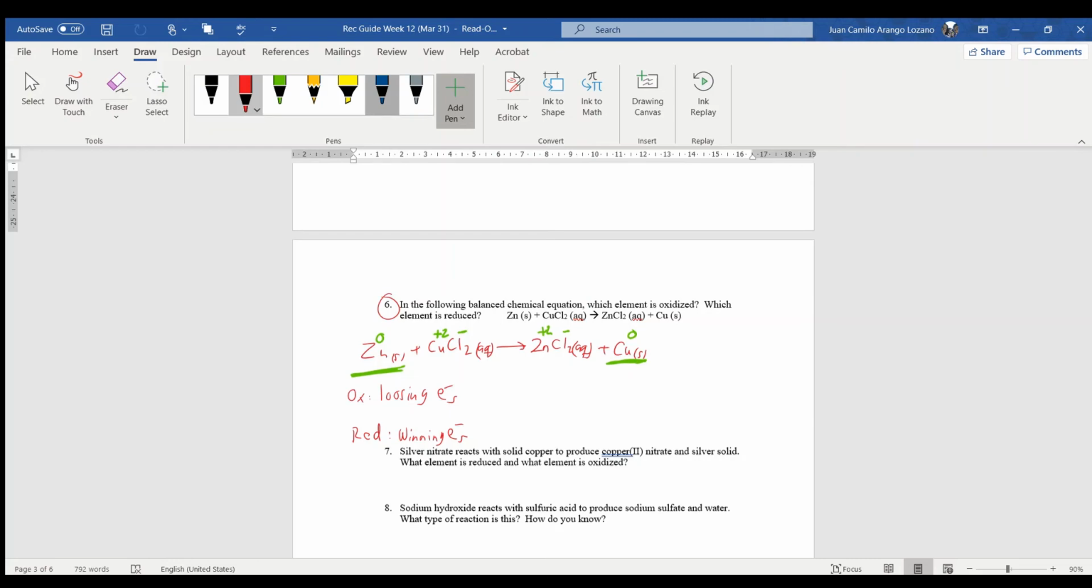Therefore, in this case, the element that is giving away those electrons passes them to the other element, which is the one that is getting reduced. So moving forward, if we take a look, zinc is going from a 0 state to a +2 state. That means that this is the element that is getting oxidized. So oxidation, in this case, is zinc.